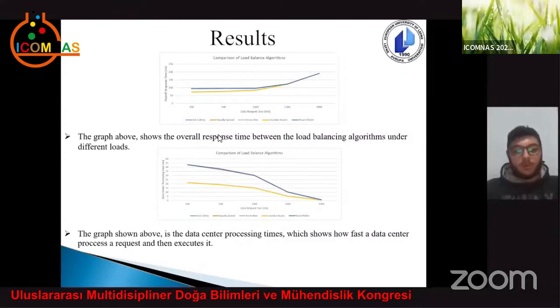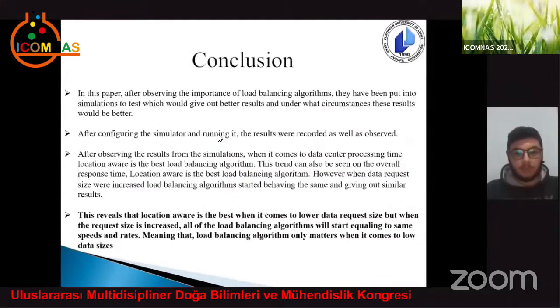The graph shown is the data center processing time, which shows how fast a data center processes a request and then executes. And we can see there's a landslide between the rest of the algorithms and location aware. It has a significantly better data center processing time, which makes it the best among all. Let's move on to the conclusion.